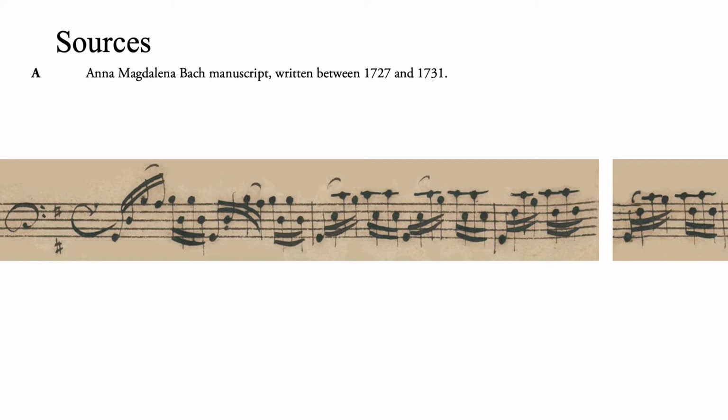The sources are labeled A through E and H. This example is the first line of Suite 1 from the Untitled Bach copy, known as Source A. She was Bach's second wife and was a trained singer. She made the copy between 1727 and 1731.